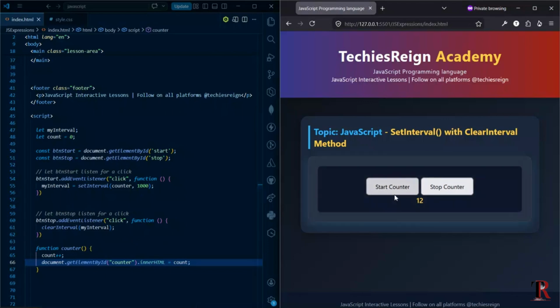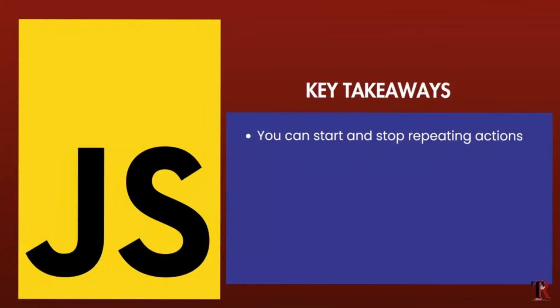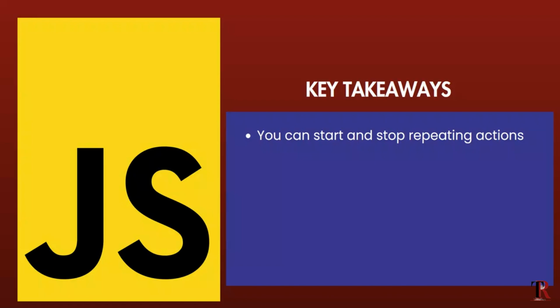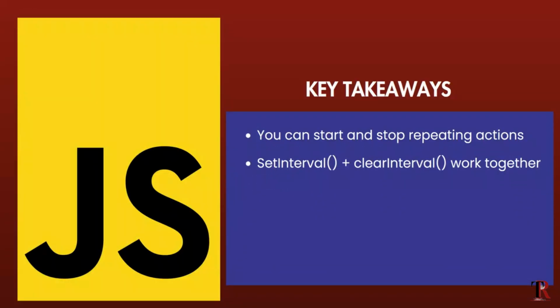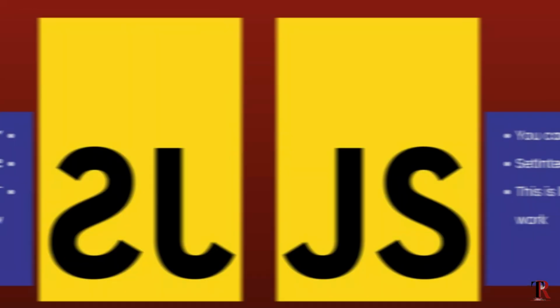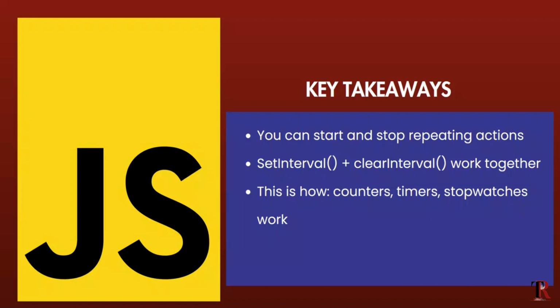Now, if you click start counter multiple times, it can create multiple intervals, and that can make the counter speed up unexpectedly. So you need to be very careful when you are working with the set interval and clear interval methods. So here are some key takeaways. Number 1, you can start and stop repeating actions. Now, set interval plus clear interval methods work together. So this is the mechanism behind how counters, timers, and stopwatches work.